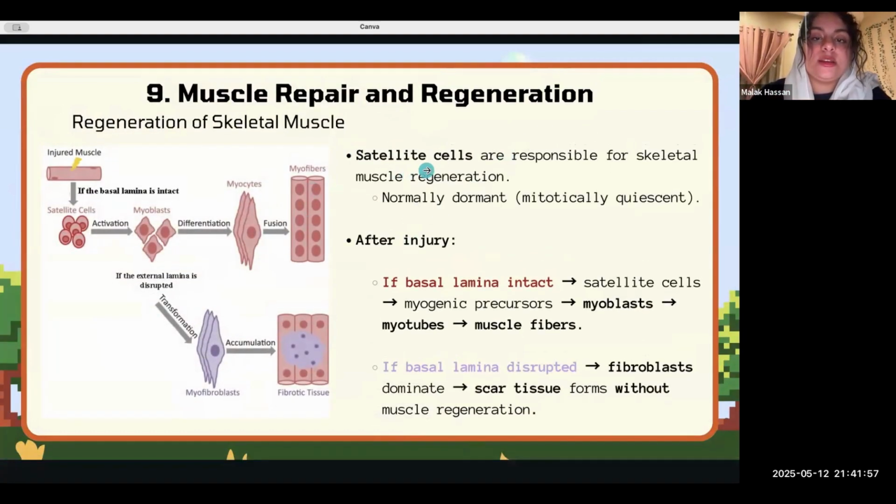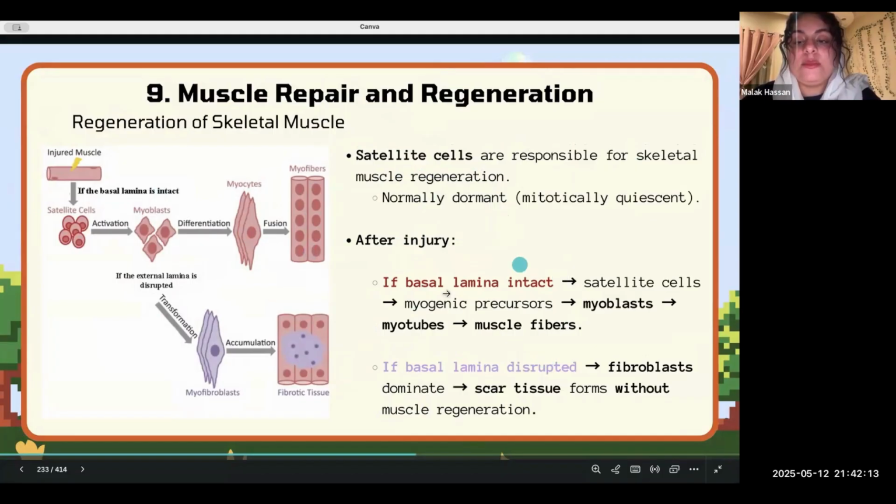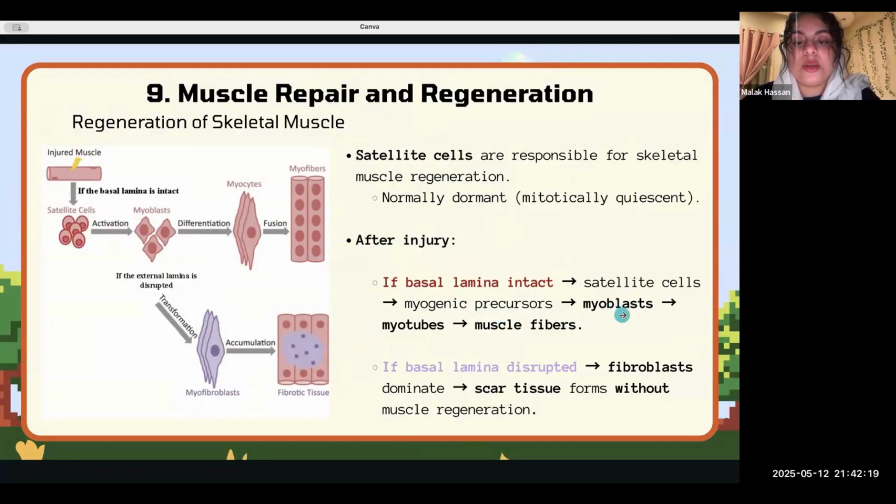Remember when we were talking about satellite cells? Satellite cells are responsible for skeletal muscle regeneration. Usually they're dormant, they're asleep, they don't do anything. But when there's injury, there are two cases: if the basal lamina is intact and if the basal lamina is disrupted. If the basal lamina is intact, then the satellite cells will produce myogenic precursors, and those will produce myoblasts, which will fuse to form myotubes, and those myotubes will form muscle fibers.